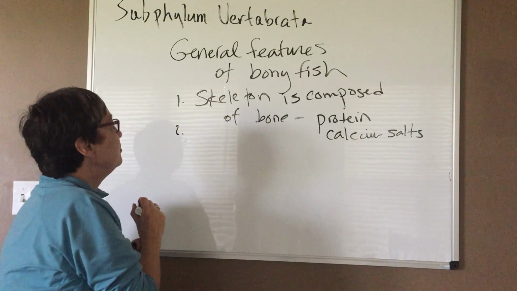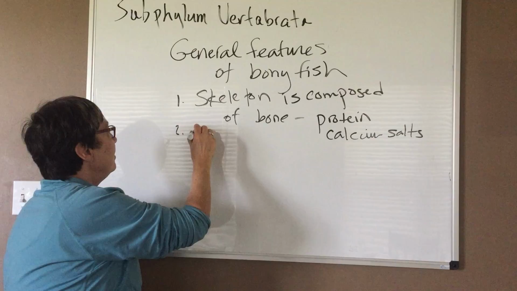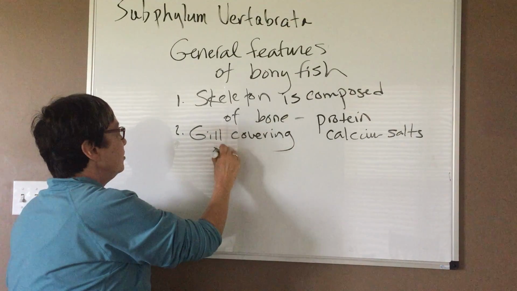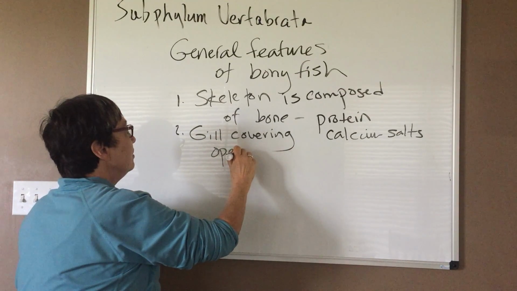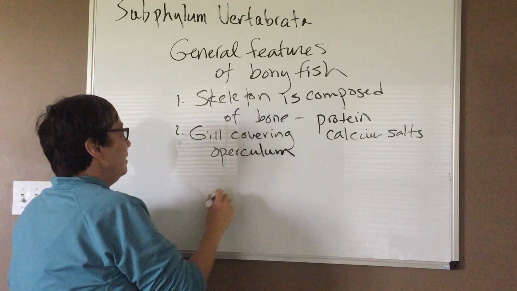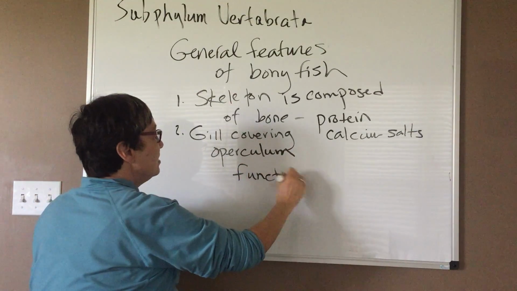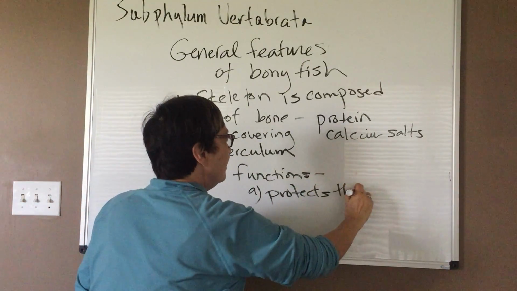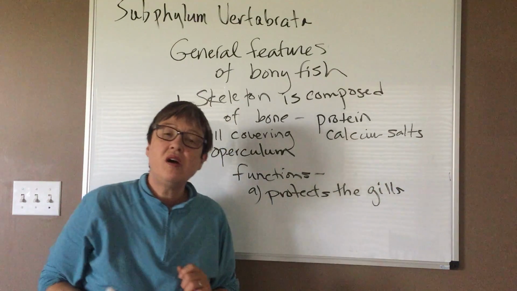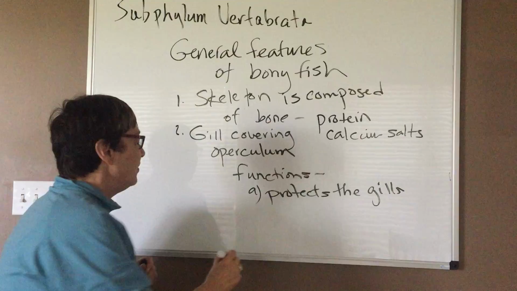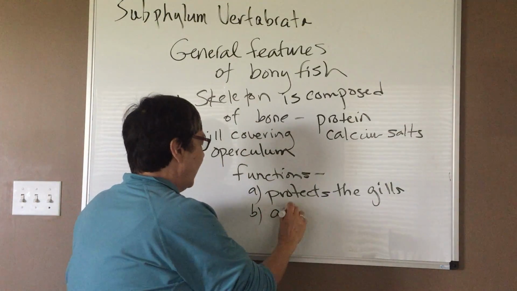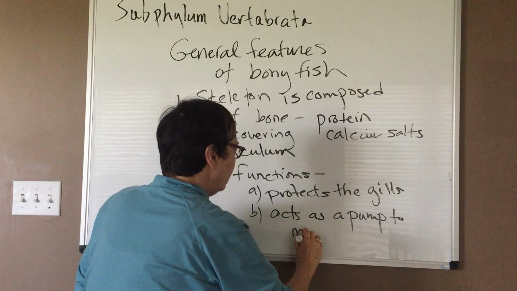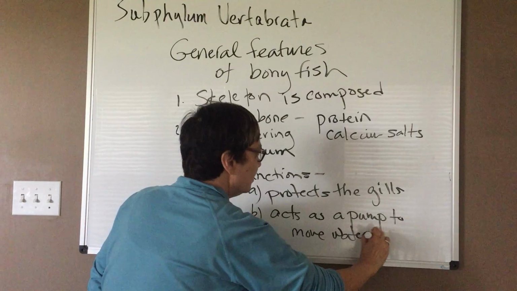Another characteristic of this group is they have a special gill covering called the operculum. And this has a couple of functions. Number one, it obviously protects the gills, which are kind of fragile tissue. But in addition, it actually acts as a pump to move water across the gills.